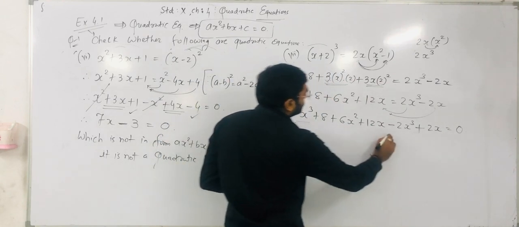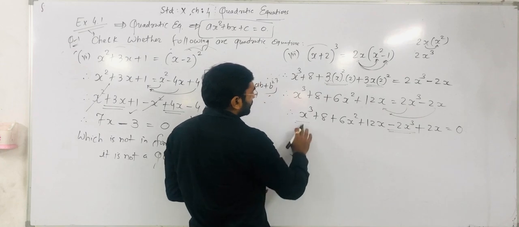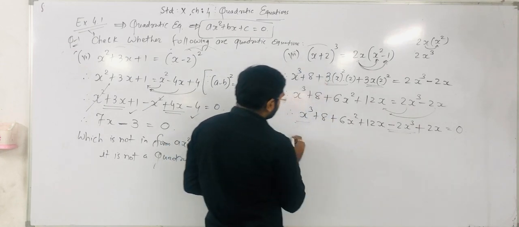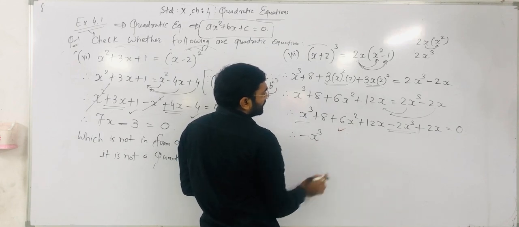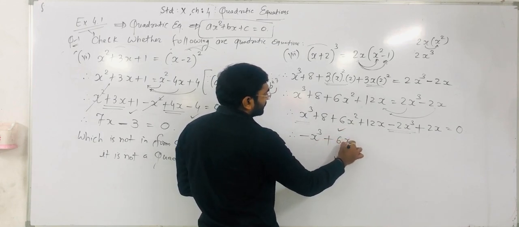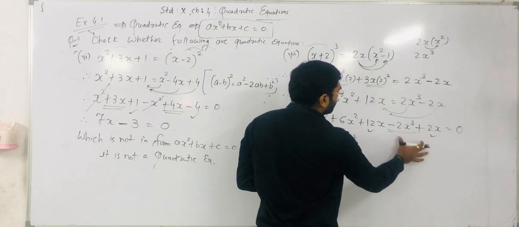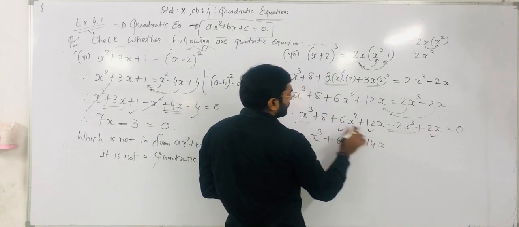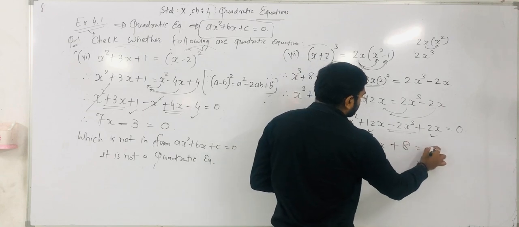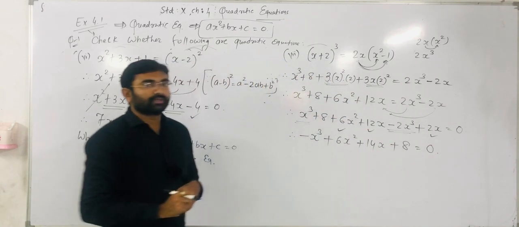Regarding the cube terms, first of all we simplify: x cube minus 2x cube, so we get minus 1 times x cube. Regarding square, only one term is given, so 6x square. Then the x terms simplification: 12x plus 2x, so we get 14x plus the constant term which is 8 is equal to 0.